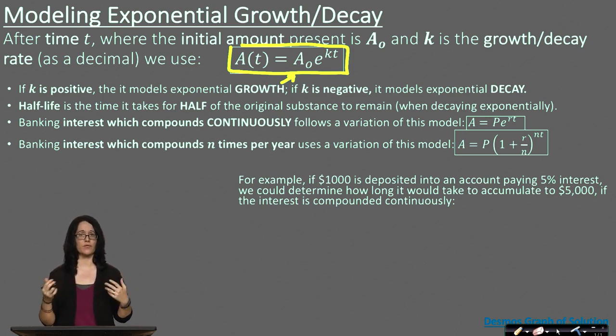your growth or decay rate as a decimal. So for example, if you had a growth rate of 5%, k would be 0.05. If you have a decay rate of 7.5%, k would be negative 0.075. So we have the k decay rate or growth rate, and t is time. Traditionally it's in years, but it could be in hours, days, months, weeks, whatever they suggest.